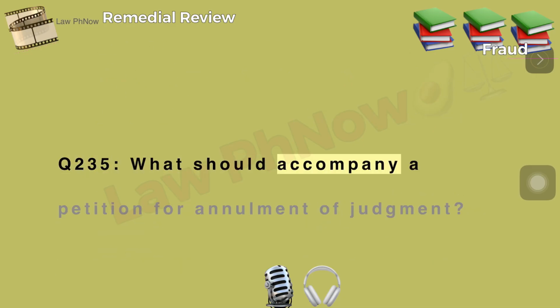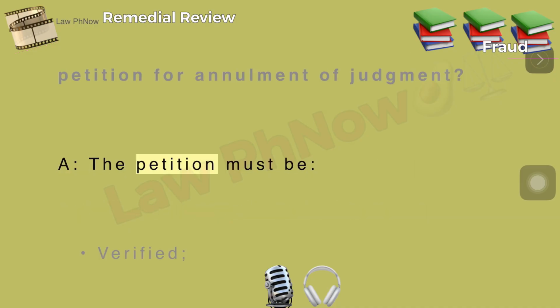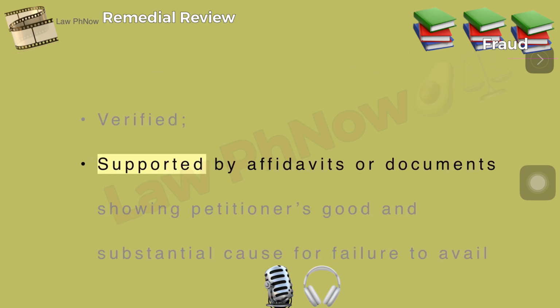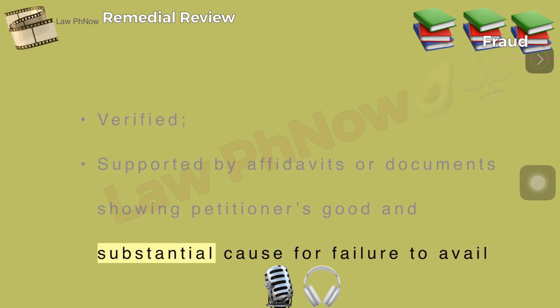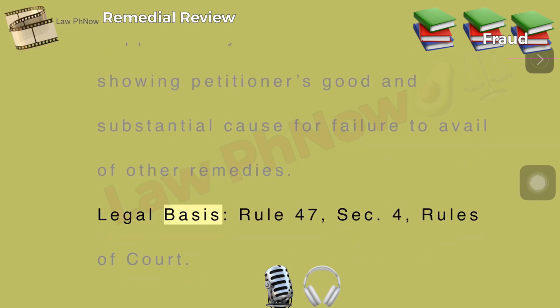Q235. What should accompany a petition for annulment of judgment? A. The petition must be verified, supported by affidavits or documents showing petitioner's good and substantial cause for failure to avail of other remedies. Legal basis, Rule 47, Section 4, Rules of Court.